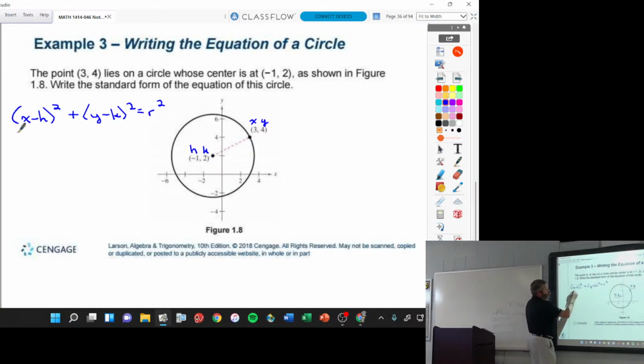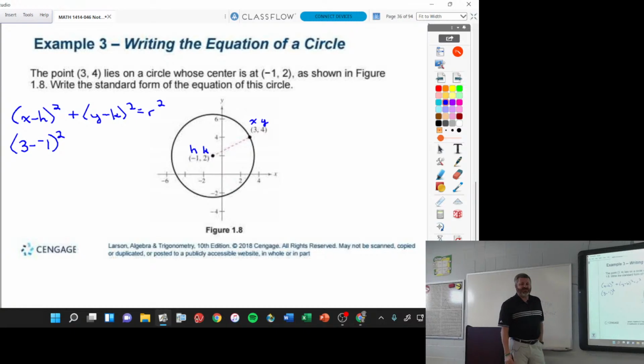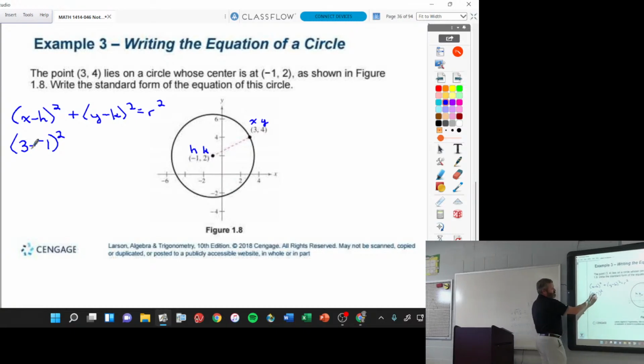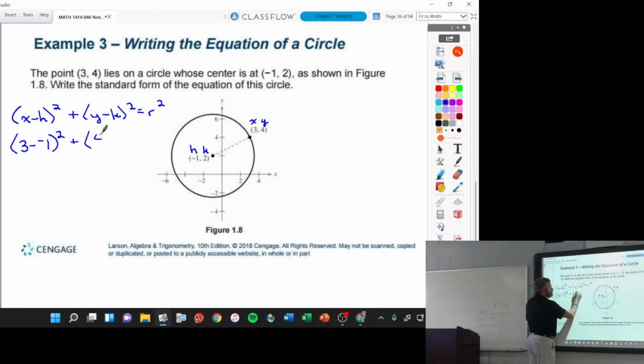So let's plug it in. X, that's 3, minus h. H is -1. Folks, be very, very careful there. H is -1. The equation says x minus h, so that's why I have 3 minus -1. Plus y is 4 minus k, which is 2, squared equals r squared.